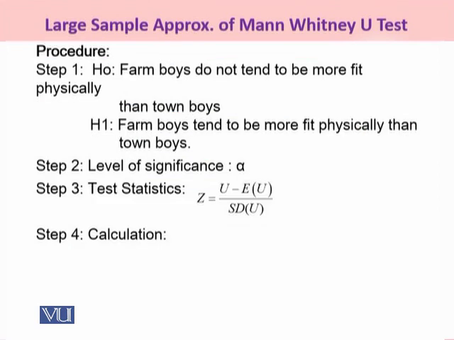So students, first of all, we need to outline the procedure for testing a hypothesis. Under H0, we write that the farm boys do not tend to be more fit physically than the town boys, so their median fitness level is the same. Whereas under H1, farm boys tend to be more fit physically than the town boys. The level of significance is alpha. We are going to use the normal approximation because the sample sizes are quite large.